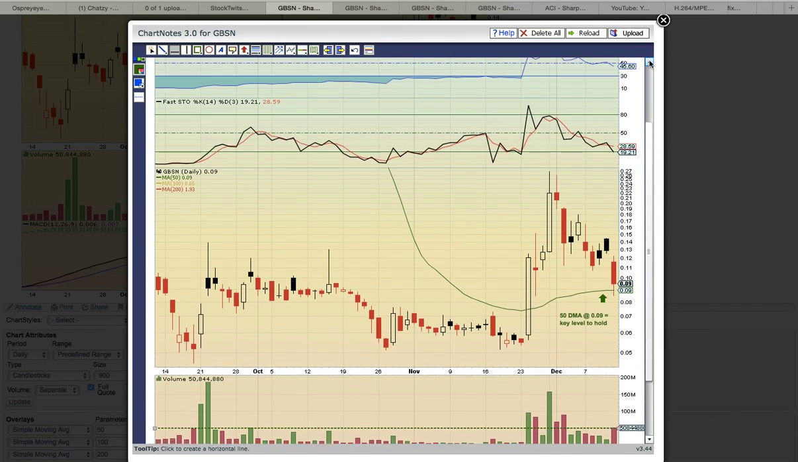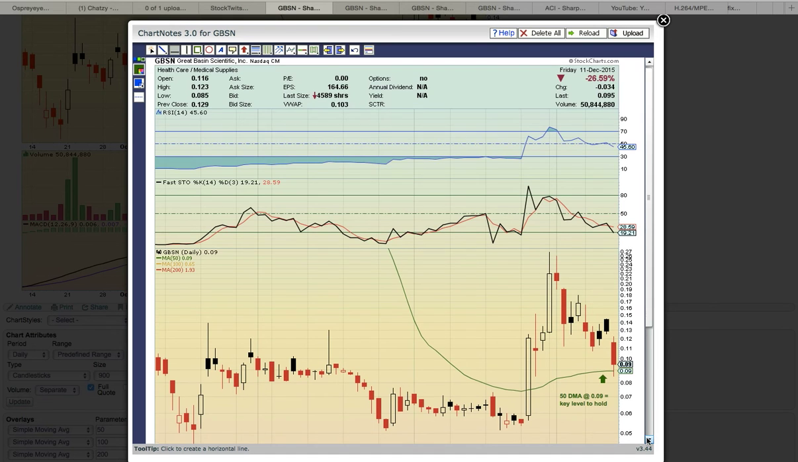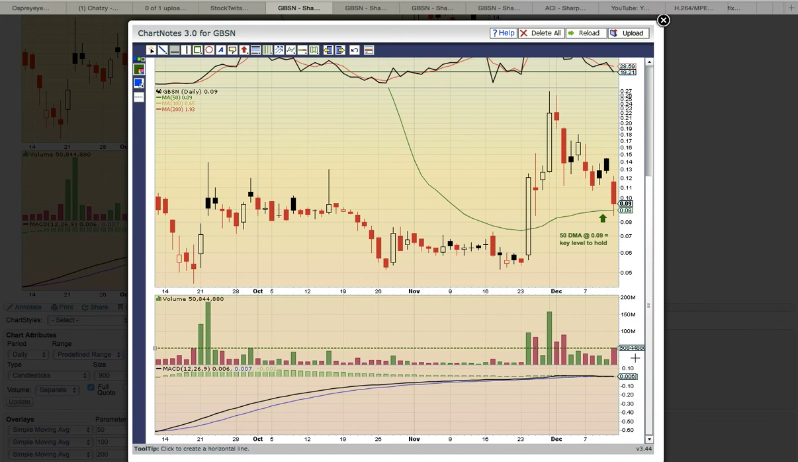If you look up here at Fasto, it closed below 20 at 19.21, so it's now at oversold levels. And there was a bear cross on Friday, and RSI closed at 45.60, which is now below the 50 to 70 bull zone. And then I mentioned the red volume spike, and MACD is pinched over here and starting a bearish crossover.